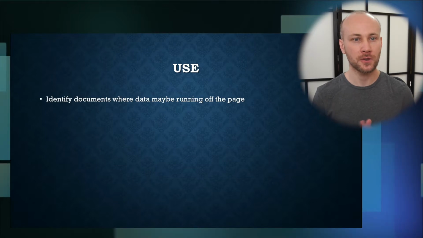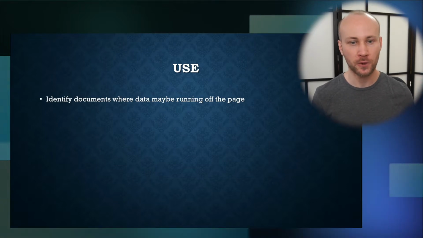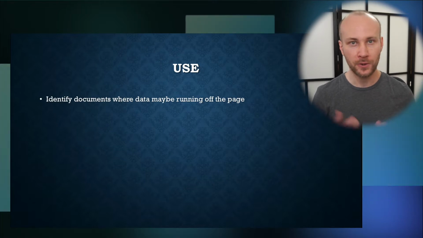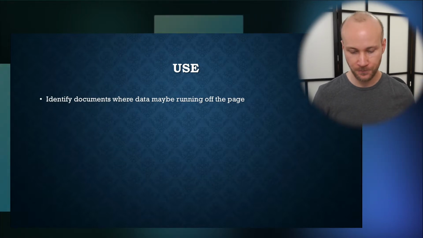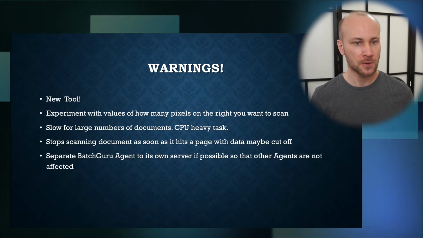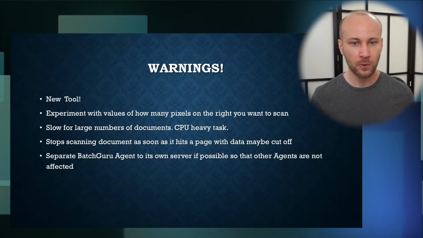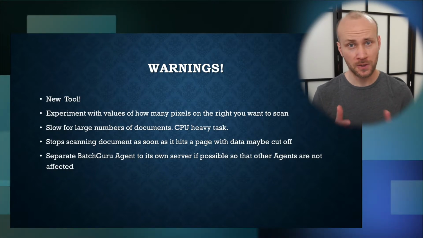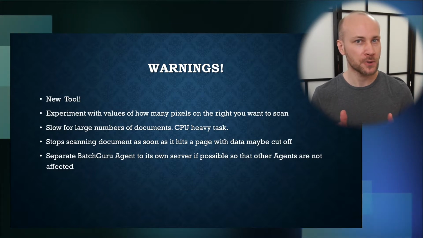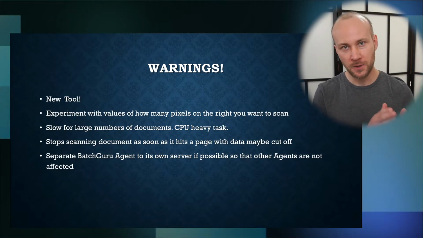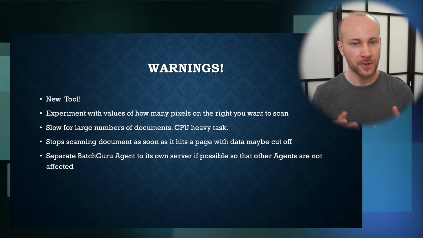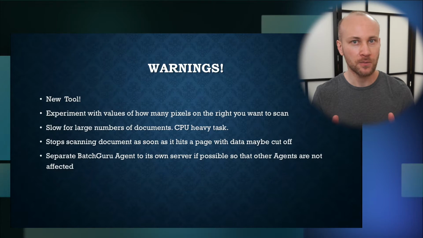So the obvious use of this tool is to identify documents where data may be running off the page and you need to go back and re-image the document with different settings. A few warnings. This is a brand new tool, so we'll need to experiment with how many pixels on the right we want to set as a scan. I noticed if you're doing just 1 pixel, it may not be as reliable because when the data is running off the page, it may be between 2 letters or between words. So 10 pixels may be a good number, but I'm not sure.